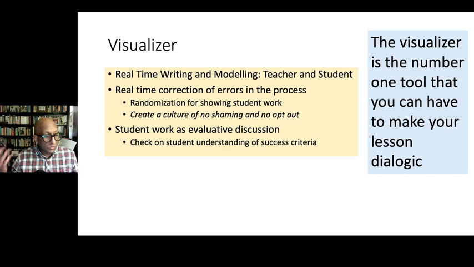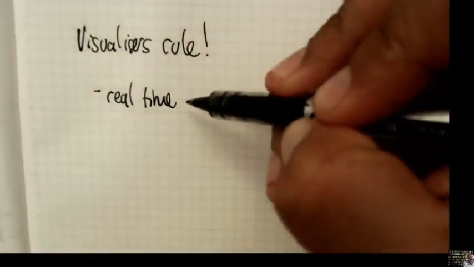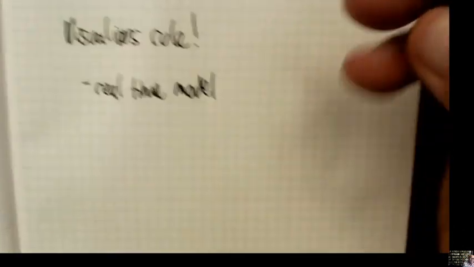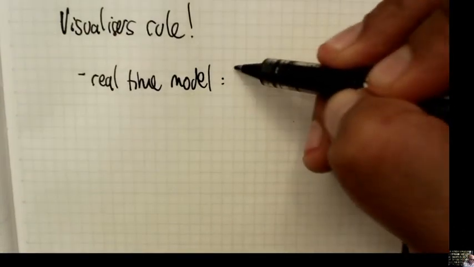The Visualiser then, is the number one tool that you can have to make your lesson dialogic. It's real-time writing and modeling. I'm just going to do this with you here. So here's my Visualiser. I'm just going to write down Visualiser's rule. You get to real-time. Here, I'll just give you that real-time model. That could be me to you.